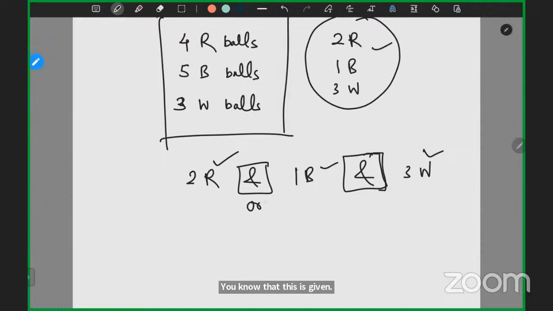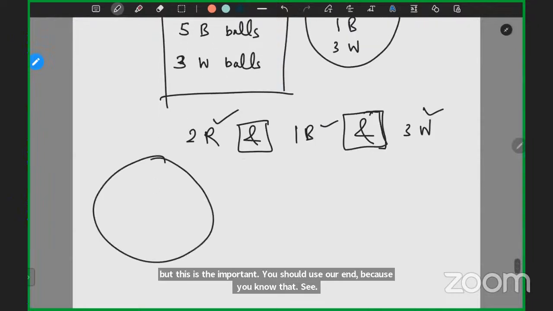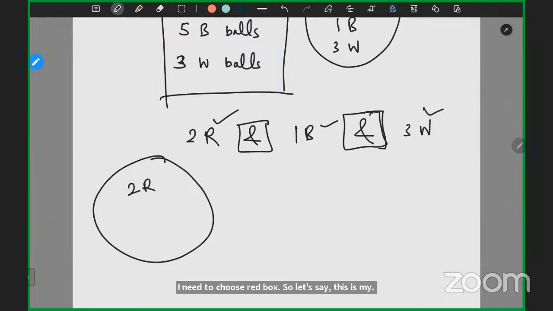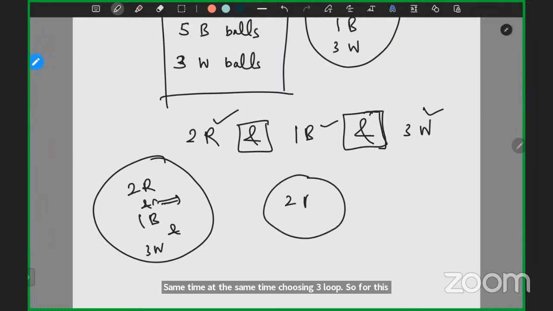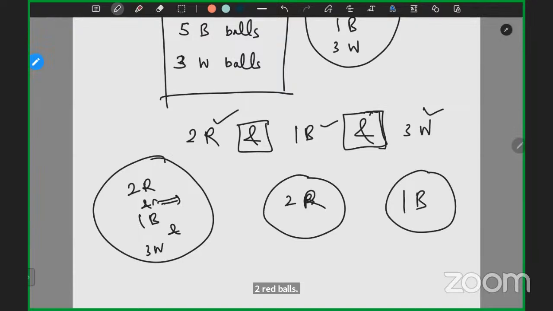You should use "or" and "and" correctly, because I need to choose red balls. Let's say this is my bag. I choose 2 red balls at a time, and I'm also choosing simultaneously 1 blue ball, and at the same time 3 white balls. So this is "and". I'm not saying that I choose 2 red balls, or I choose 1 blue ball. This is not the case. That is an "or" case, where they are in different baskets.